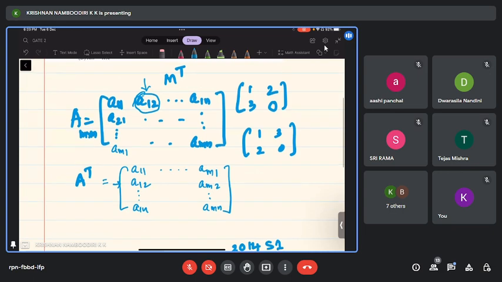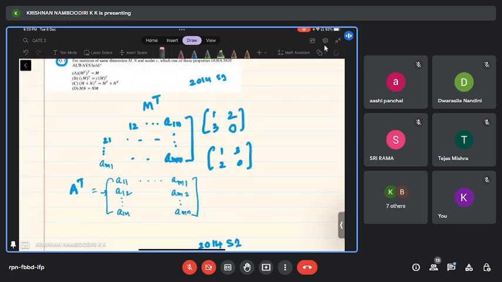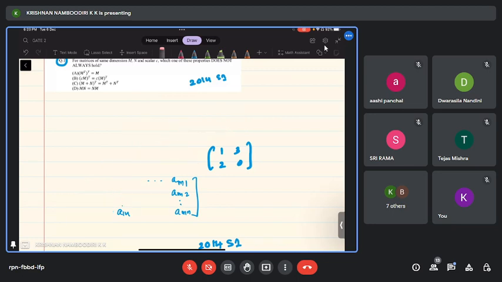Correct? So this is the transpose operator. So now, is the first property true? A transpose, or M transpose the whole transpose, is that equal to M? That is correct, right? I am doing the same operation twice. One second, I will take that back.